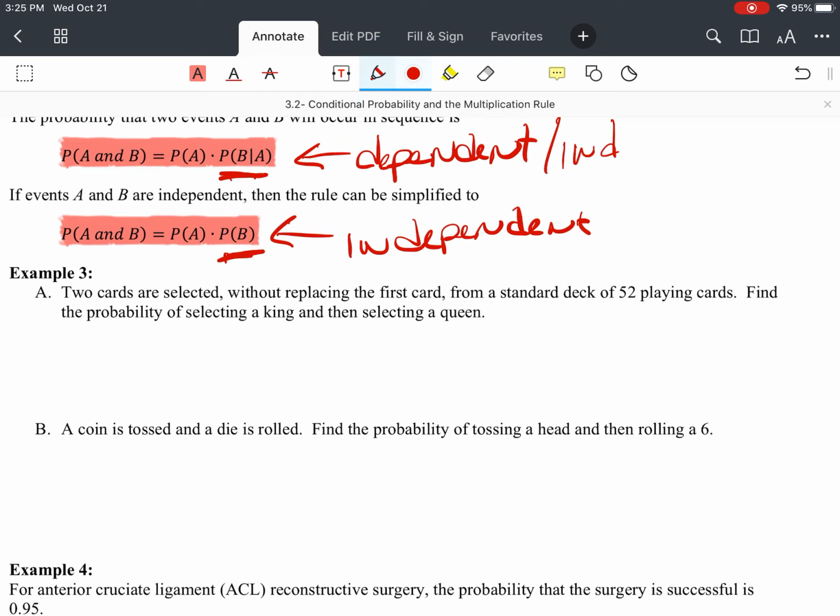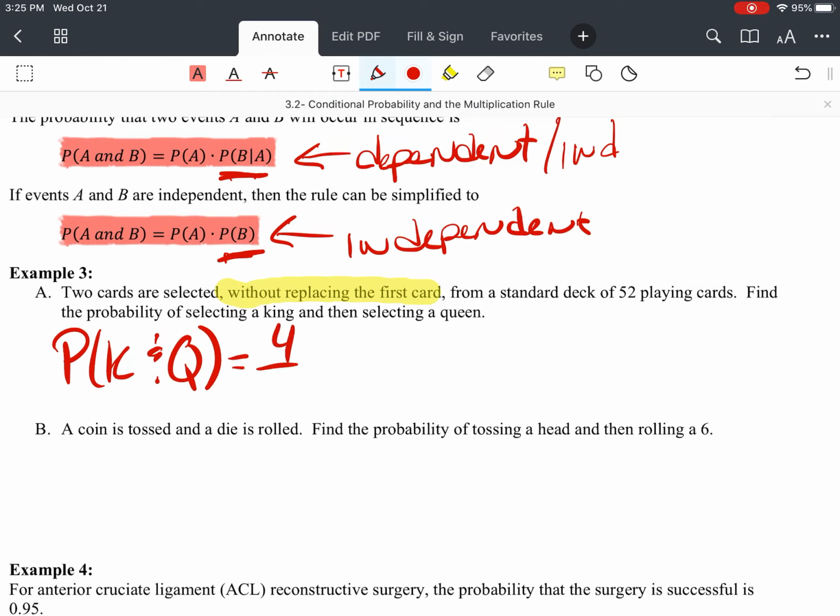So we have two cards that are selected without replacing the first card. So this is an important statement here. Without replacing the first card. Okay, that means we're taking cards out and we're not putting them back. From a standard deck of 52 playing cards, we want to find the probability of selecting a king and then selecting a queen. So we're looking here for the probability of a king and a queen.